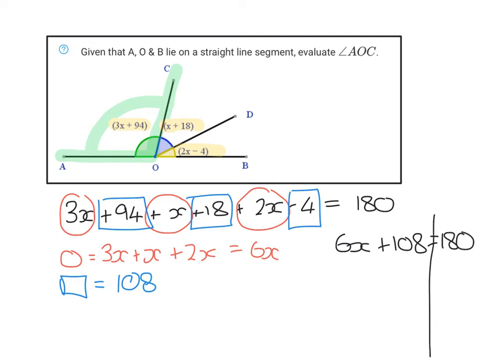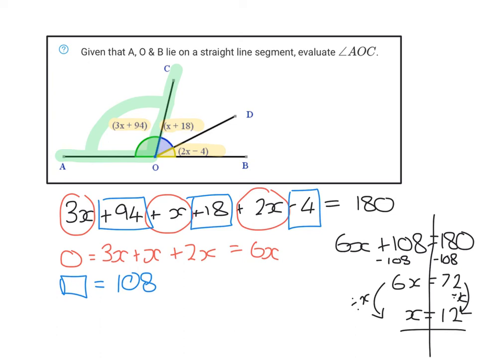And then I can do a balance method. So I can take away 108 from both sides. So I get 6x is equal to 72. And I can divide both sides by 6. So remember, balance method is all about inverse operations. So that's going to give me x is equal to 72 divided by 6 is 12. So I've now got x is 12.